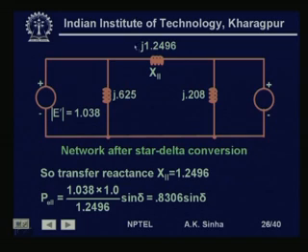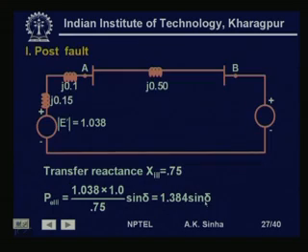If we do that, then we have the transfer reactance here as j1.2496. So, this is now the transfer reactance between this voltage behind the transient reactance of the machine and the infinite bus, and therefore, we will have the power angle characteristics for the faulted period given by P_E2 is equal to 1.038 into 1 divided by 1.2496. This is the reactance, this is the E dash, and this is V into sine delta. So, this comes out to be 0.8306 into sine delta.